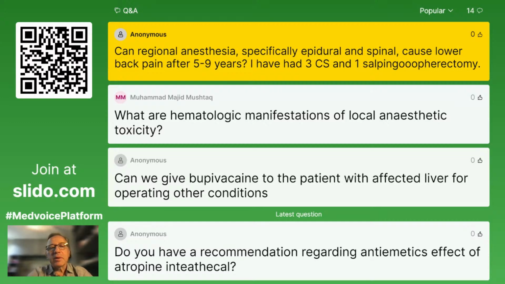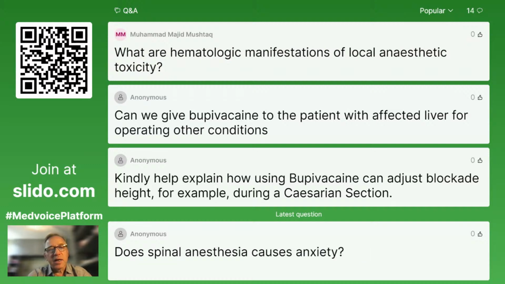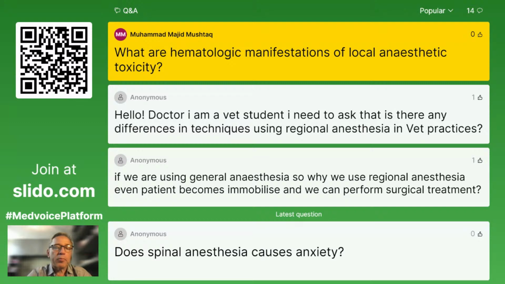What are the hematological manifestations of local anesthetic toxicity? The only hematological manifestation that I can think of is methemoglobinemia, which is classically caused by prilocaine if you exceed a 600 milligrams dose. There is no other manifestation of local anesthetic toxicity in terms of their action on the hematological system.